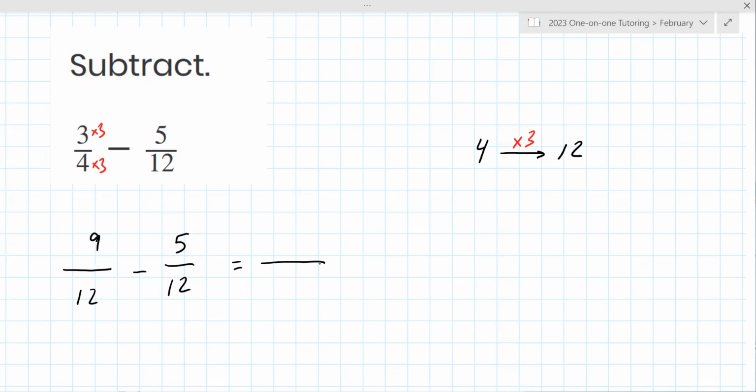What is the result of this? It is 4 over 12. Okay. Now this one can be reduced. So can you divide 4 by 12 and 12 by 12? Or 2, sorry, 4 by 2 and 12 by 2. Yes. Okay. What is the result?